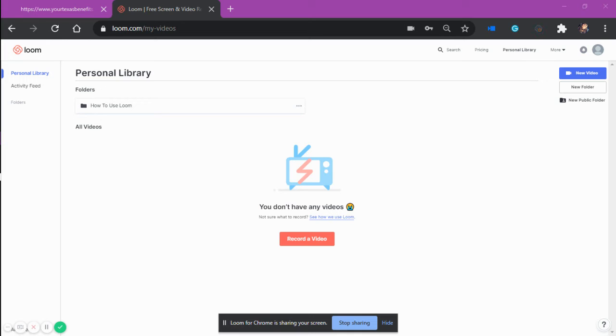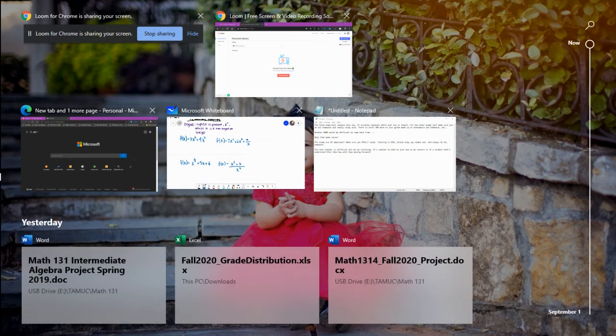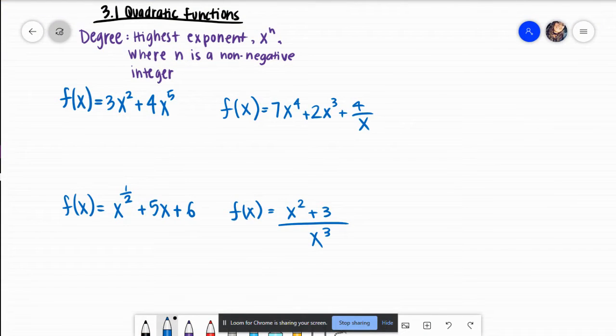Okay, hey y'all. We are going to look at a couple of functions. We're actually going to be able to tell if it is a function, and we're going to be able to tell what the degree of that function is.